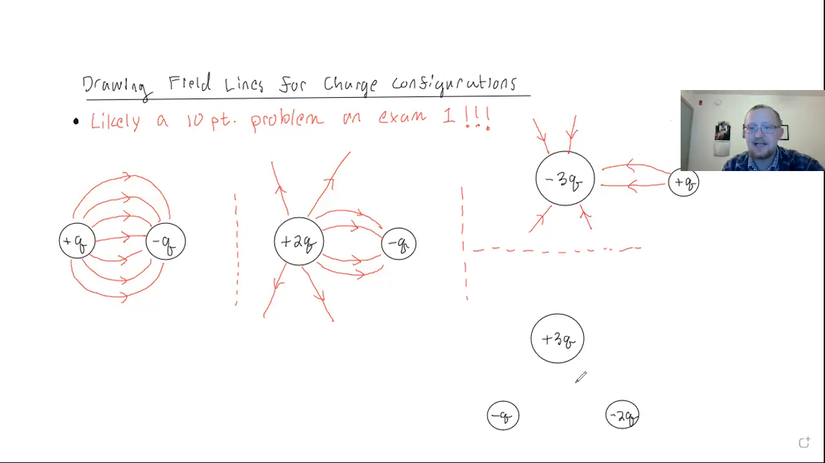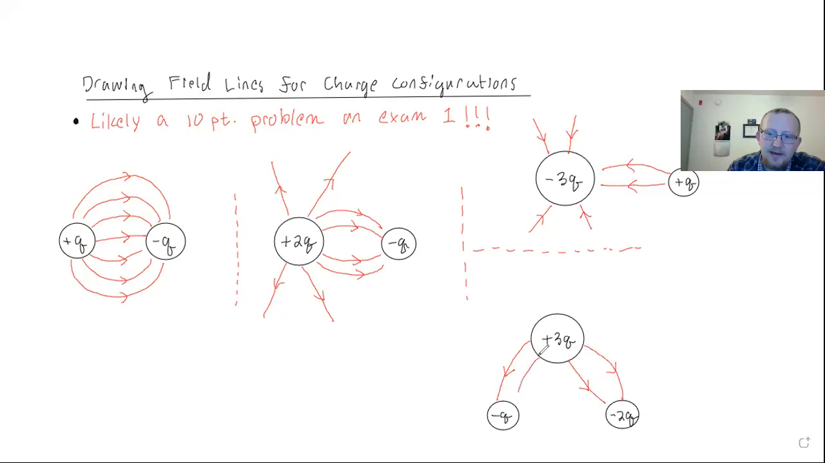And then finally, for this last one, we'll do a configuration of 3 charges. And so the same rules still apply. So for every 3 field lines that leave plus 3Q, one of those 3 field lines must terminate at minus Q, and 2 of those field lines must terminate at minus 2Q. So in this case, you'll notice the net charge of this configuration of 3 electric charges is actually 0, right? Plus 3Q, minus 2Q, minus 1Q.